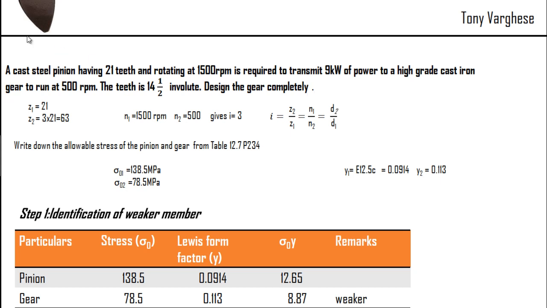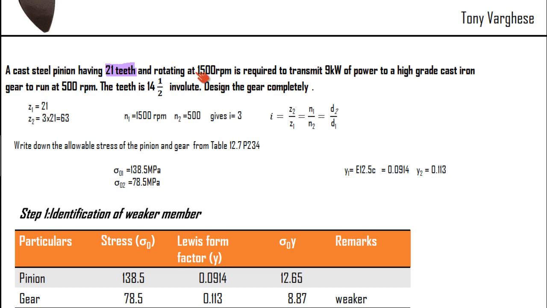Before moving into the solution, we have to read the question very clearly and understand the data. Upon reading the question, it is clearly mentioned that data about the number of teeth is clearly presented before you. Pinion is having 21 number of teeth, and that is stated here. Z1 is stated as 21 here.